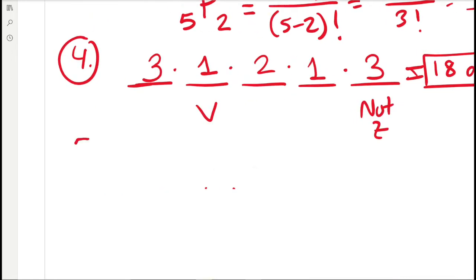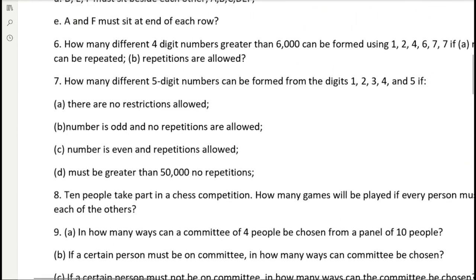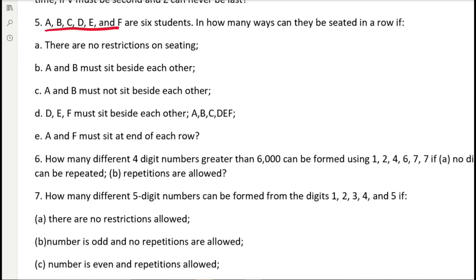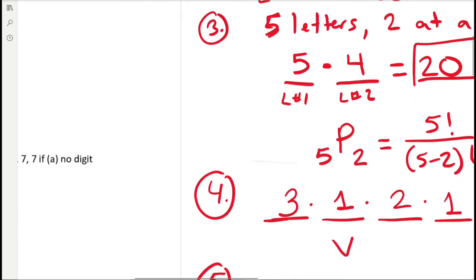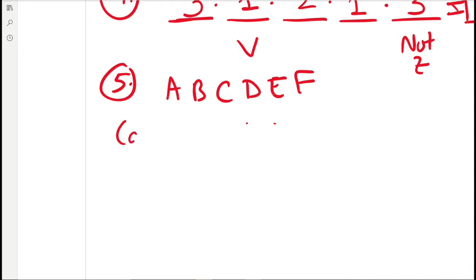All right, so number 5. A, B, C, D, E, and F are 6 students. And how many ways can they be seated in a row if there are no restrictions on the seating? So let's do that one first. So no restrictions at all on the seating. So we have A, B, C, D, E, and F. So there are no restrictions on the seating.